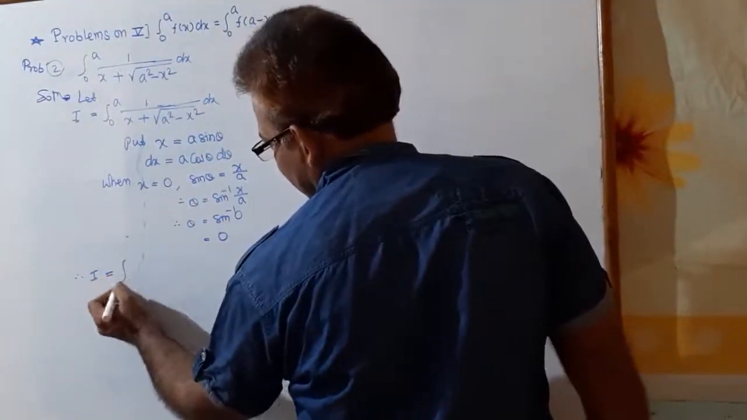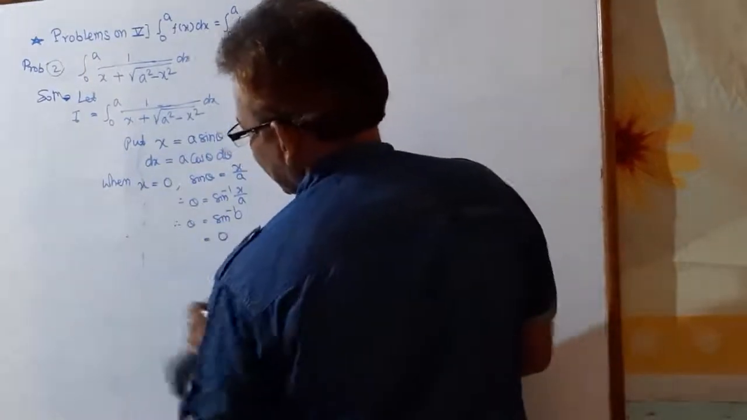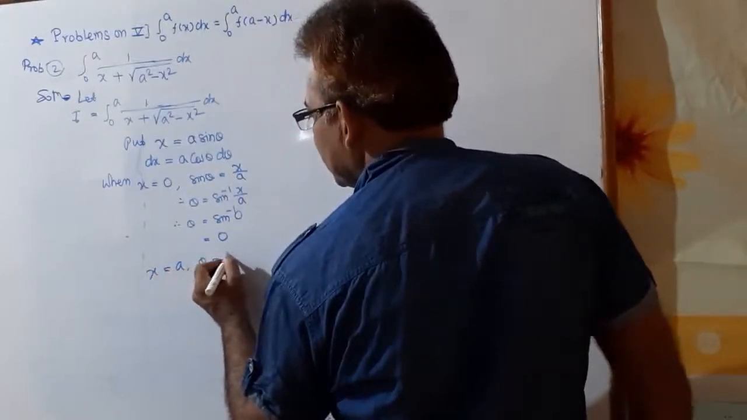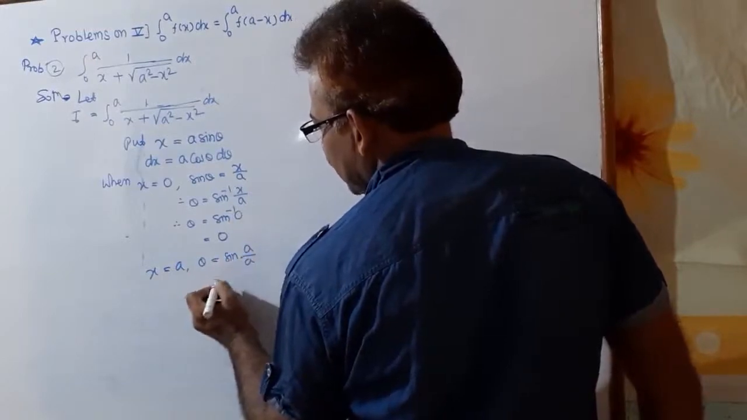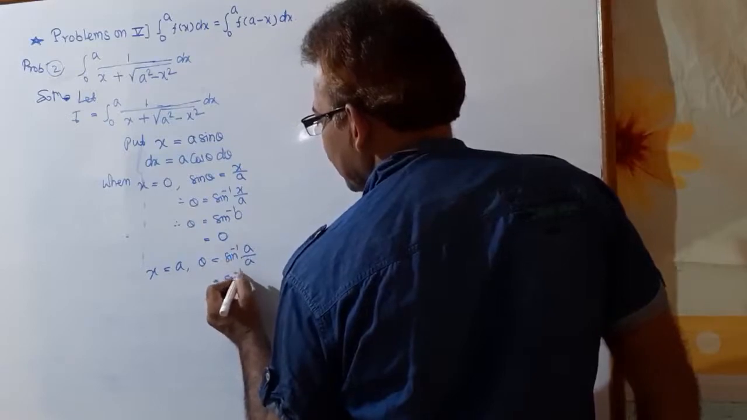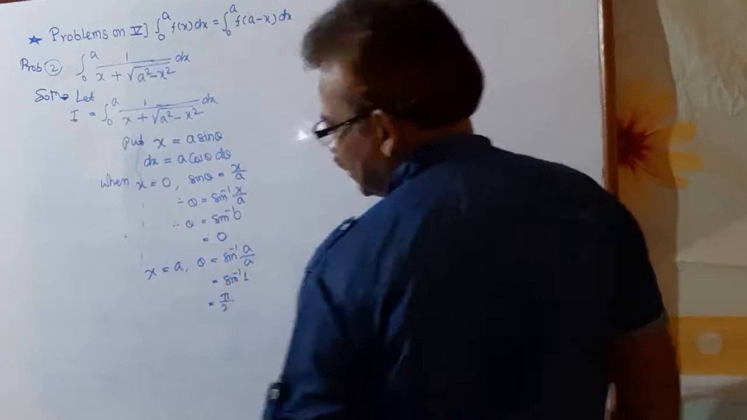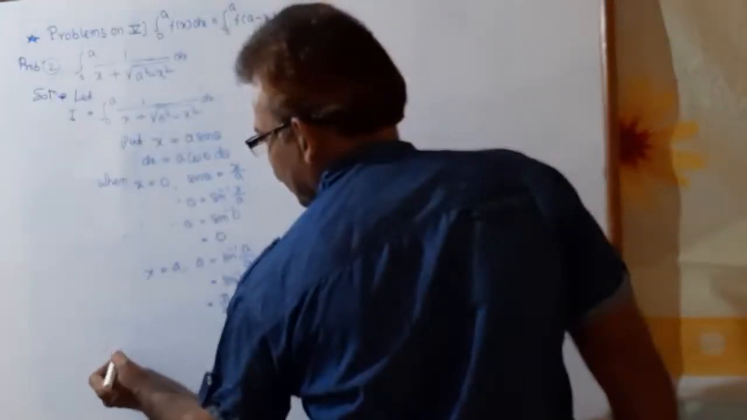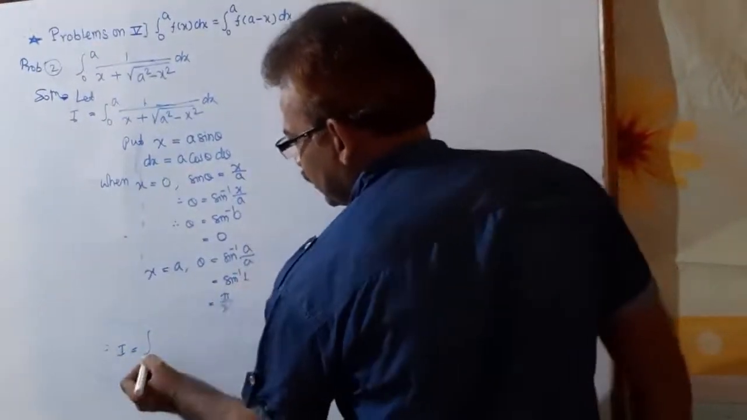Now take the upper limit x equals a and find theta. Theta is sin inverse of a divided by a, the a's cancel, so sin inverse 1, and the value of sin inverse 1 is pi by 2, because sin 90 is 1. Therefore the given problem becomes I equals integration with new limits from 0 to pi by 2.